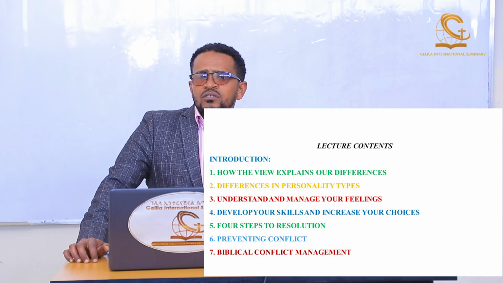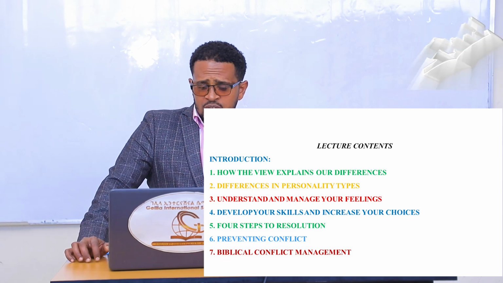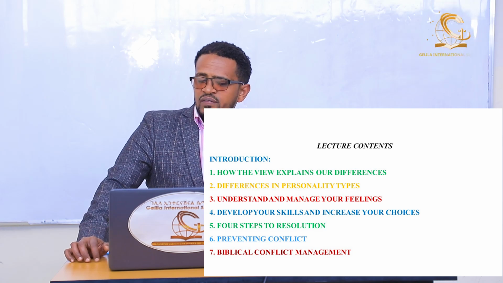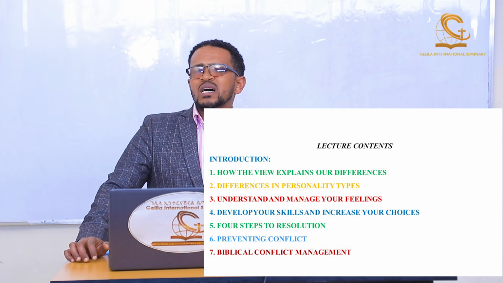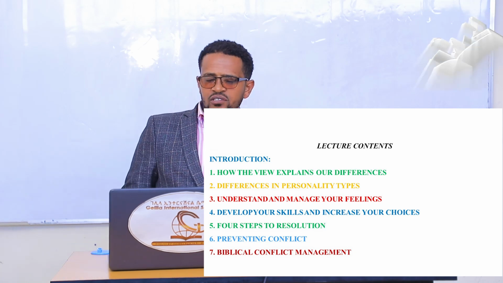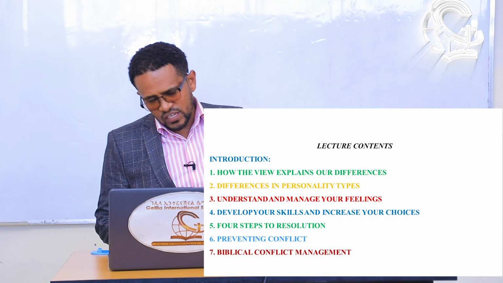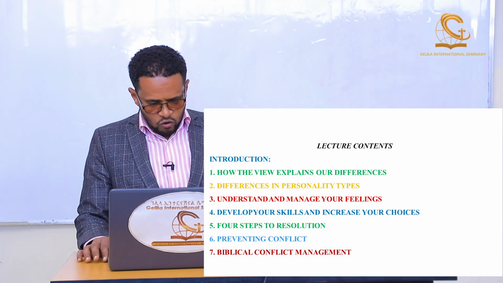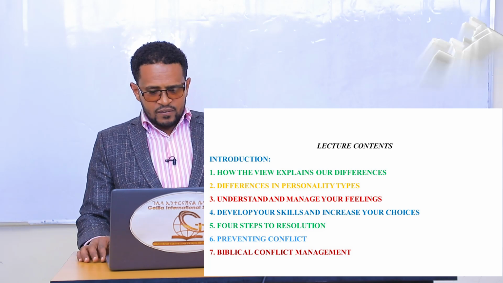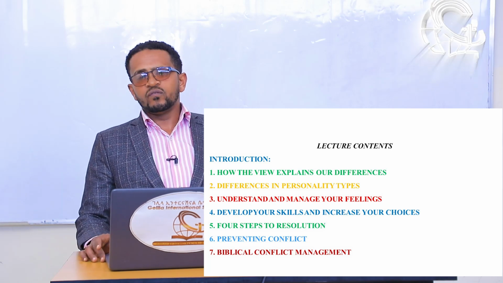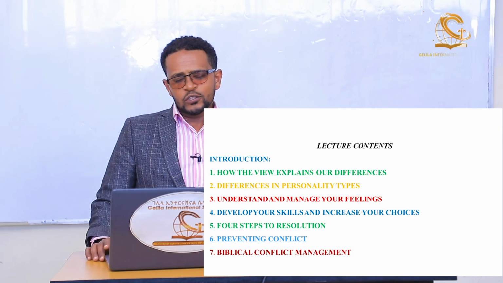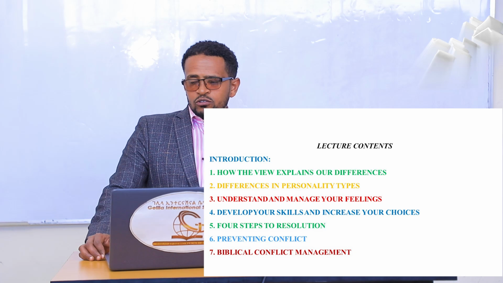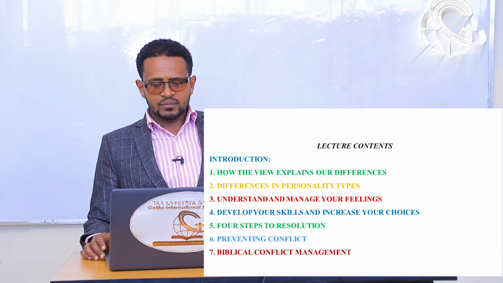The fifth chapter of the course discusses 4 steps to resolution. The sixth one is preventing conflict, how to prevent or how to manage conflict. The last chapter is biblical conflict management. Since this is a Bible-oriented college, biblically, how do we manage conflict? So the Bible says what about conflict management issues. We try to discuss in chapter 7 the biblical conflict management issues.